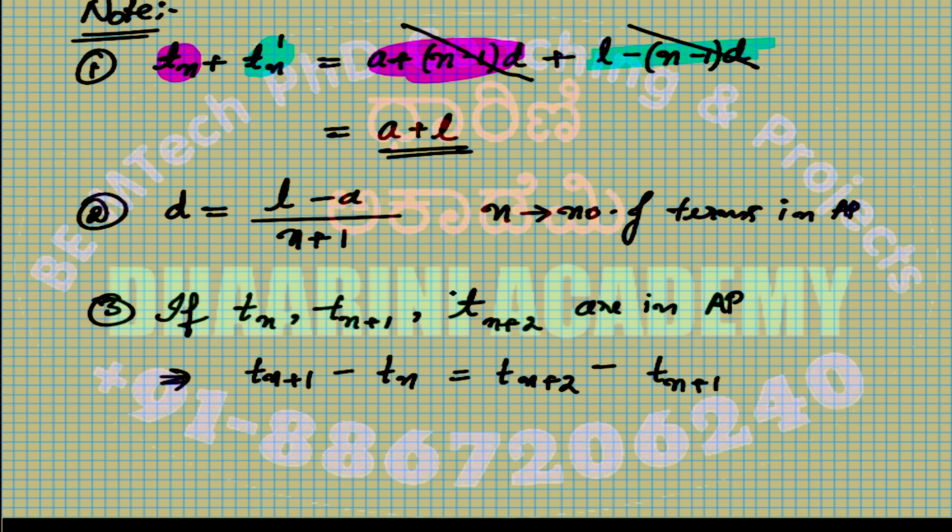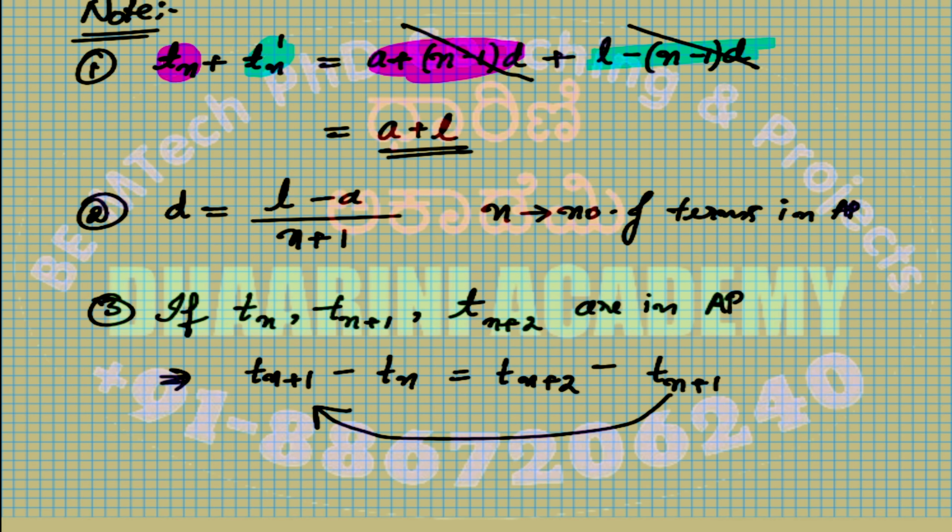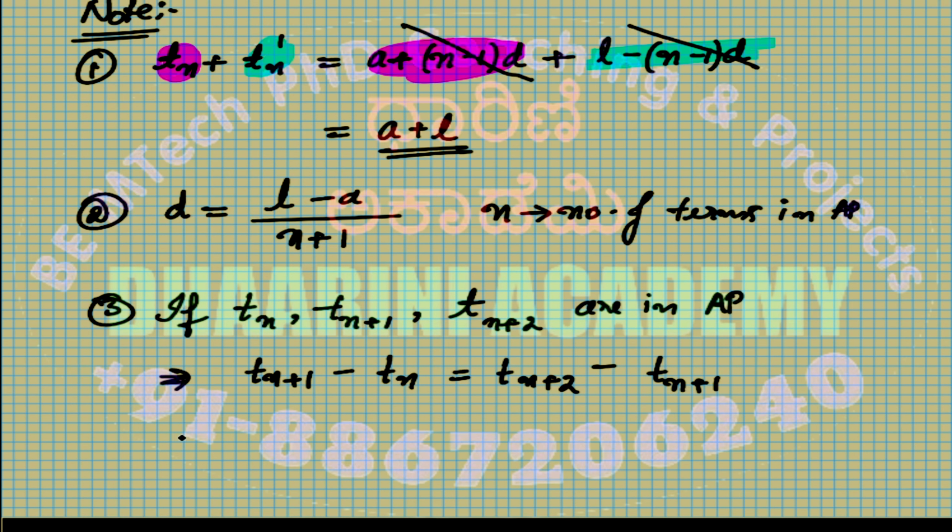That's the midterm of the three. So Tn plus 1, and this Tn plus 1 coming to this side makes it 2 times Tn plus 1. So that means 2 times the Tn plus 1 should be equal to the last term, the third term, Tn plus 2, plus the first term. First term is Tn.